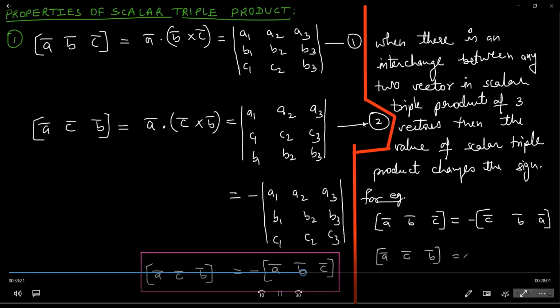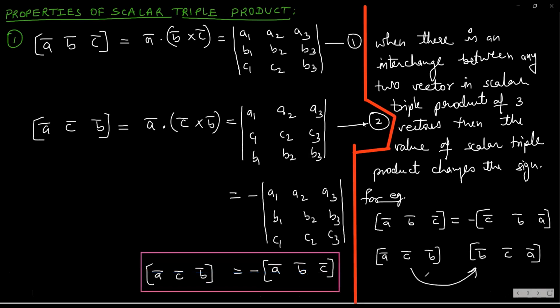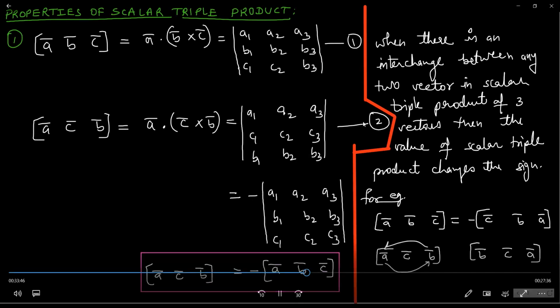See, if I have A bar, C bar, B bar, and I interchange A bar with B bar, I have B bar, C bar, A bar. Look at only these two, don't see other box products. You have A bar, C bar, B bar, and here you have B bar, C bar, A bar. Are you not interchanging the position of A bar and B bar? Yes. So this will be negative of this. I hope you all followed it. Please copy.